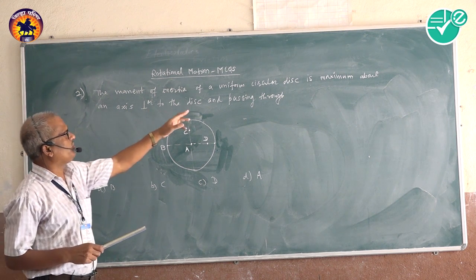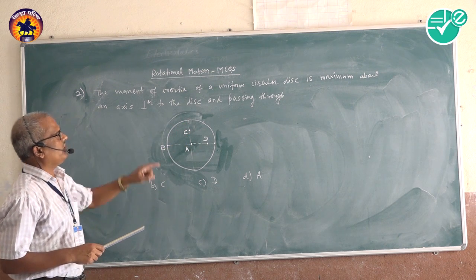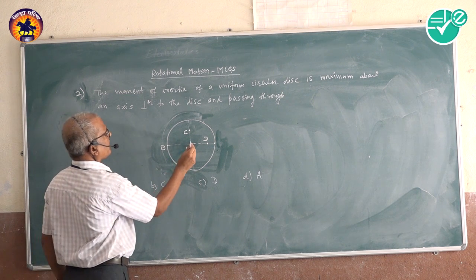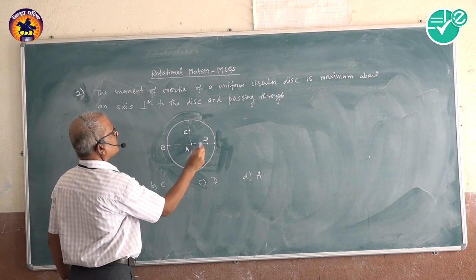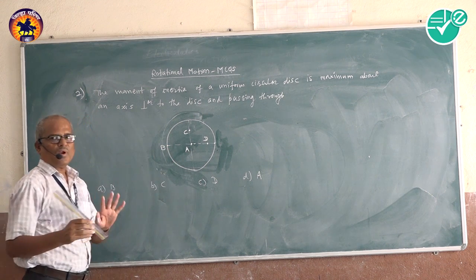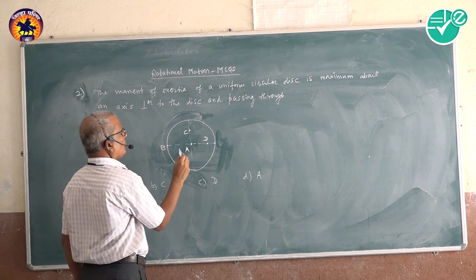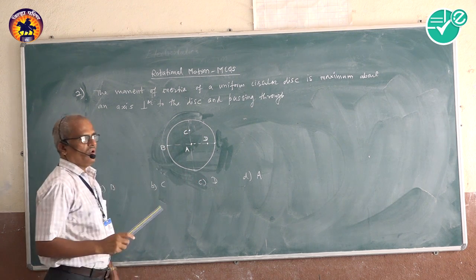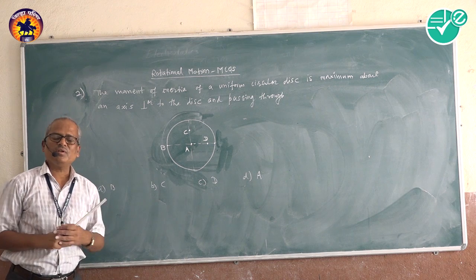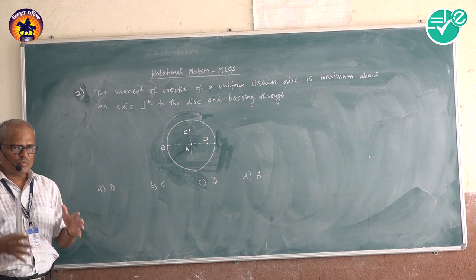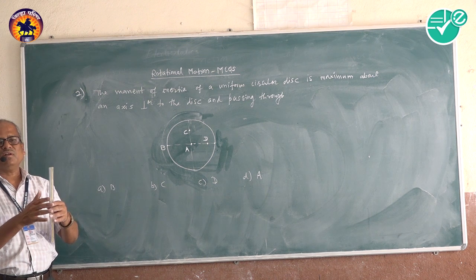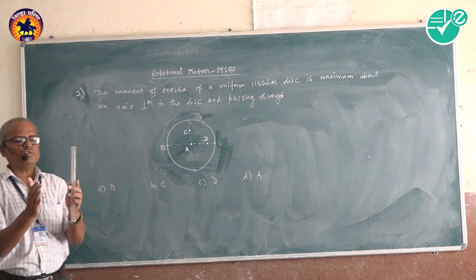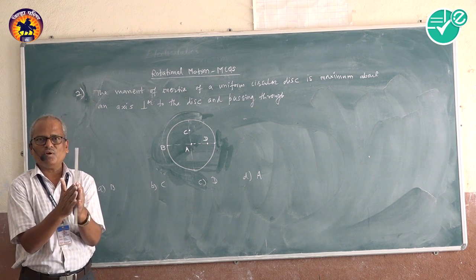The moment of inertia of a uniform circular disc is maximum about an axis perpendicular to the disc. Which axis? There are four axes passing perpendicular to the plane of the disc, through points A, B, C, and D. The moment of inertia is maximum if the distribution of mass about a given axis of rotation is at a larger distance. If the mass is close to the axis, the moment of inertia is less.